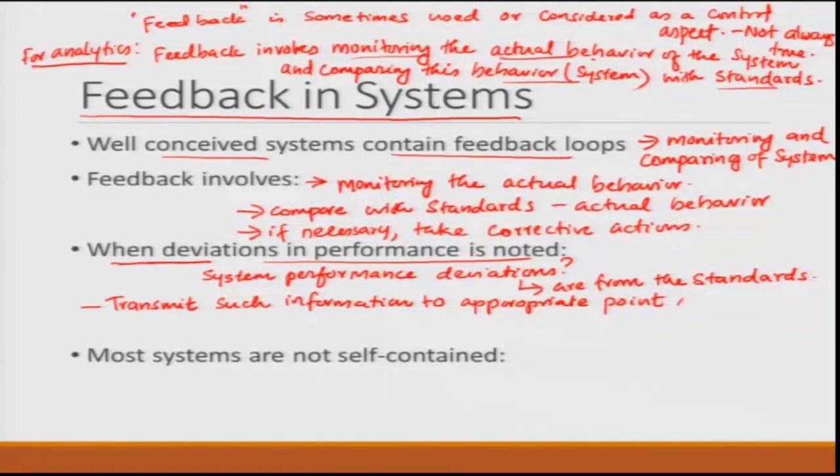Appropriate point in the system. In the previous diagram we have seen that we are transmitting this to the process level or to the input level, appropriate point in the system. Why do we transmit this? So that effective action can be taken. When you find that the system is deviating, when deviations in the performance from the standard are noted, transmit that information to the appropriate point in the system so that corrective actions can be taken. That is one important aspect of feedback in the system.